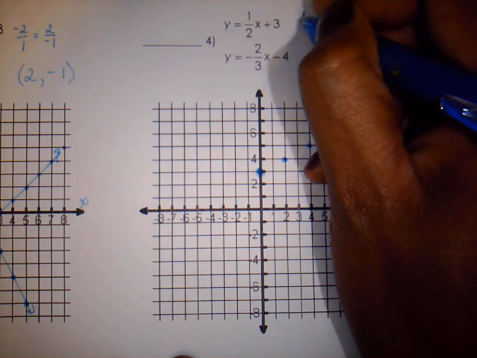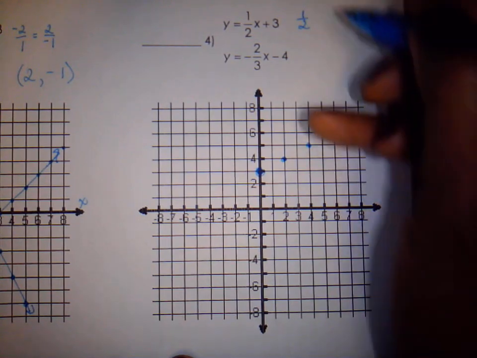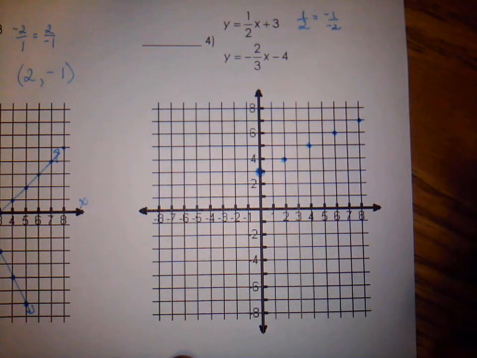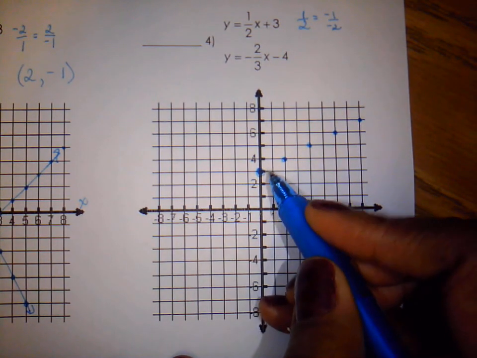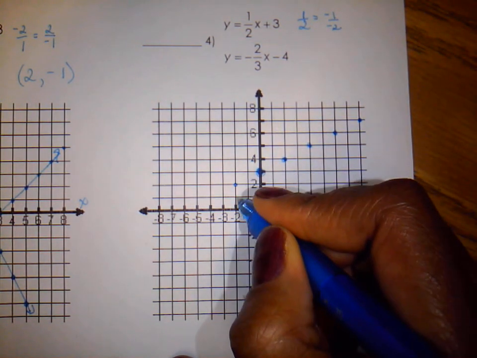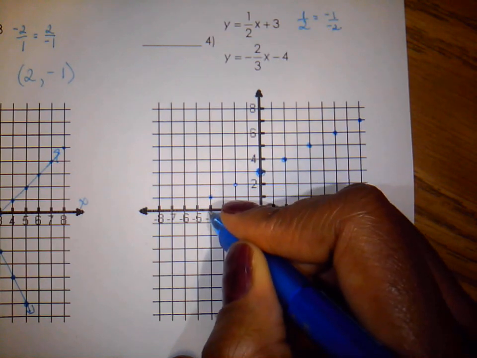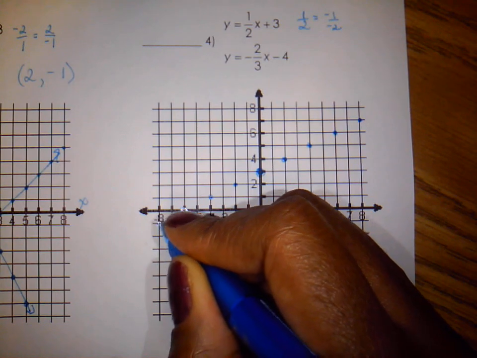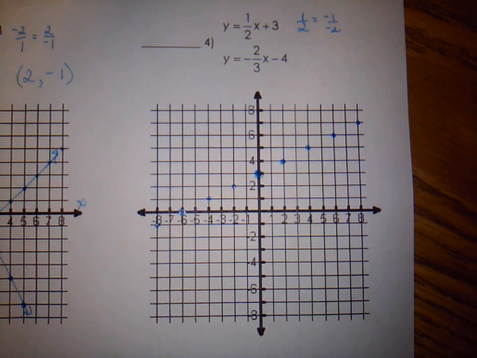And remember, if I can go up 1 and over 2, this is also equal to negative 1 over negative 2, correct? So I can come back to my starting point and I can go down 1 and back 2. Down 1, back 2. Okay?